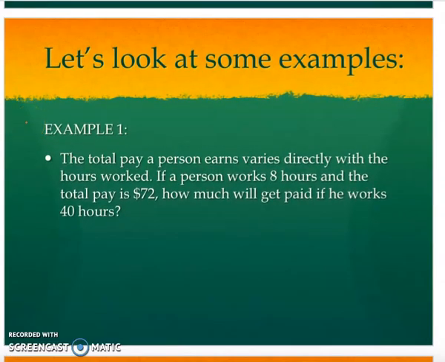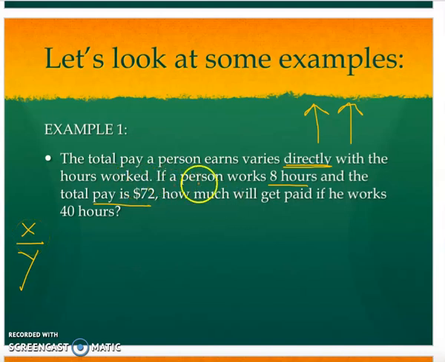Example 1. The total pay a person earns varies directly with the hours worked. If a person works 8 hours and the total pay is $72, how much will he get paid if he works 40 hours? Well, okay, let's stop and look at what we know. If it varies directly, we know that when hours goes up, the money will go up, okay? So, we know if we're trying to set up a proportion, X and Y, X goes on top, Y goes on the bottom, we know X is always time.